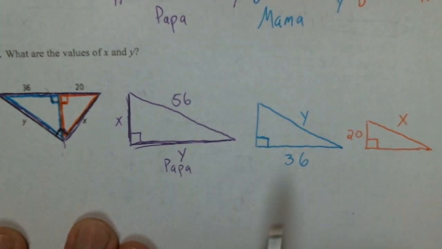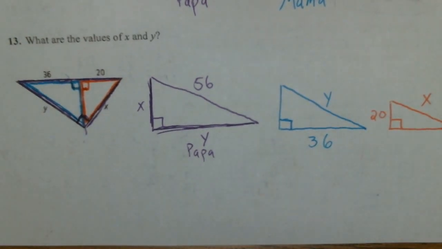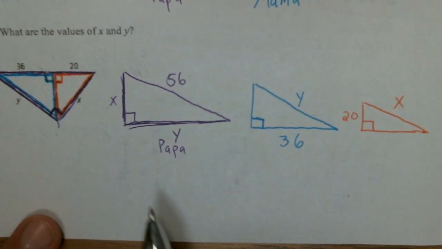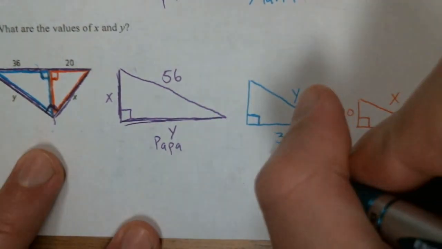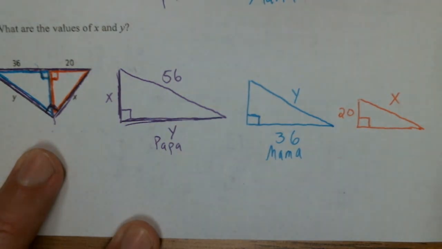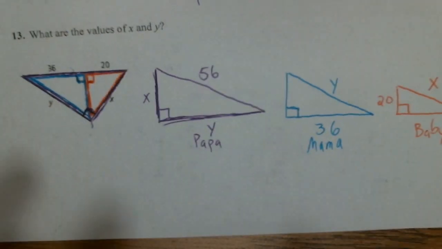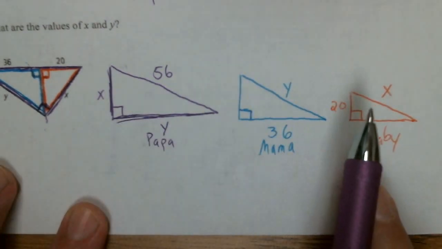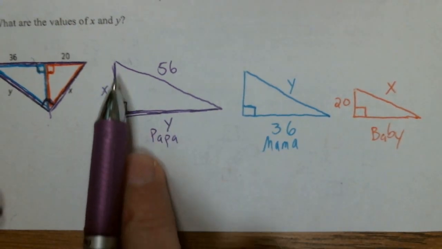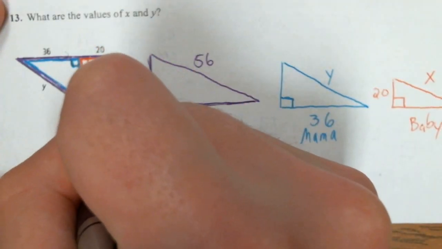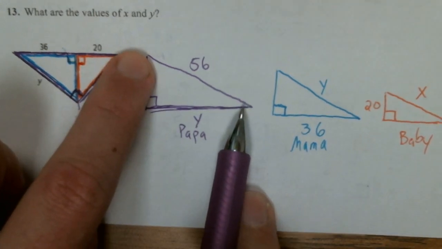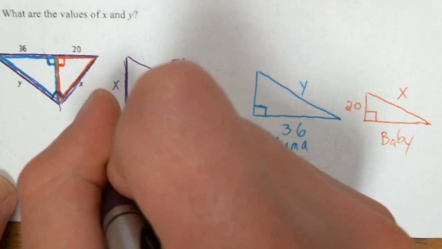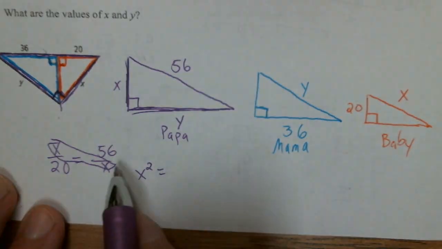Now that we've got our triangles drawn and we've got our variables out here, we can set up our proportions. To solve for x, which two triangles have x in them? There's an x here and there's an x here. So I need to set up a proportion for Papa triangle and baby triangle. I need to label these. I'm going to go left to right, so I'm going to say the short piece, x over 20. This piece over this little piece has got to be the same as the hypotenuse of the Papa triangle over the hypotenuse of the baby triangle, 56 over x.